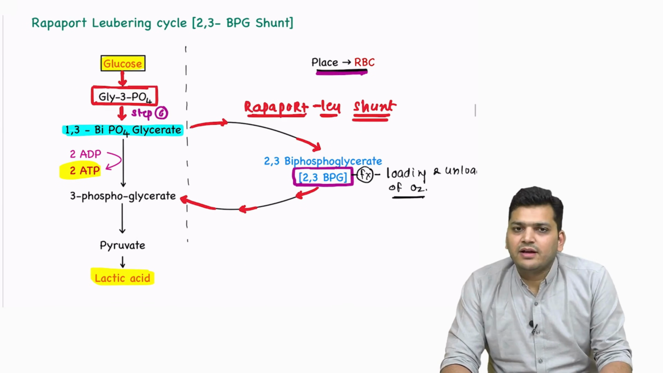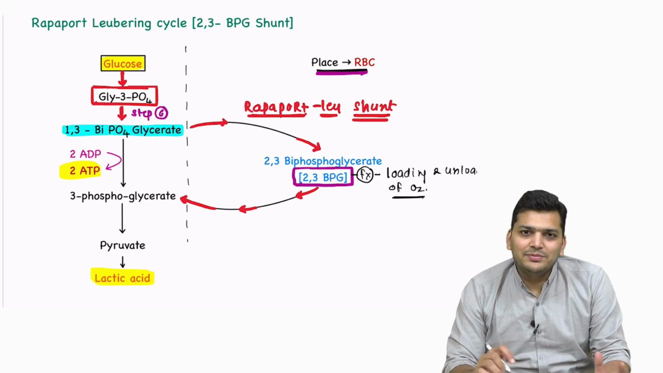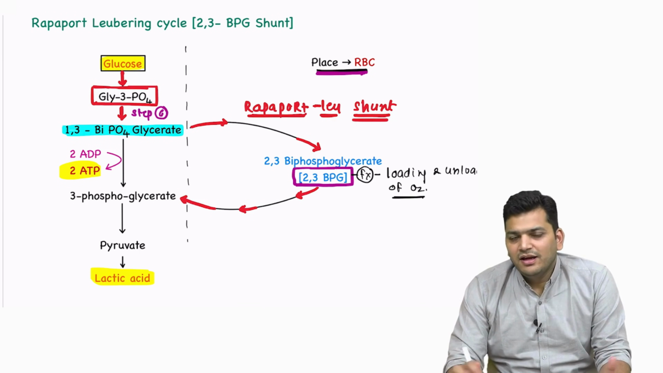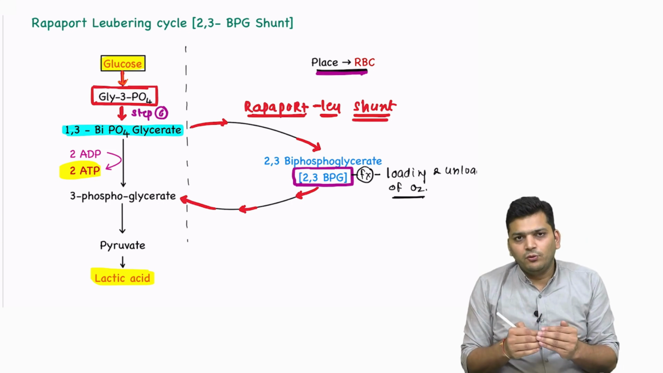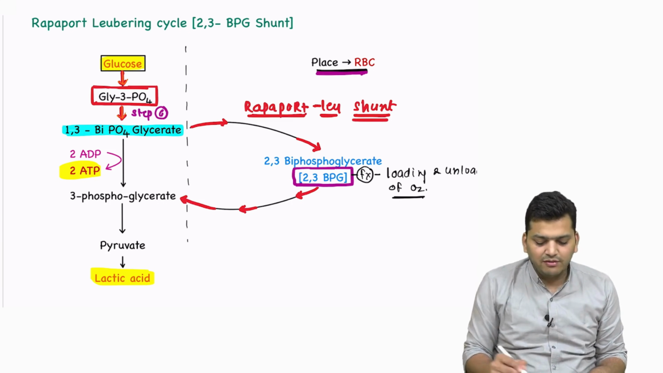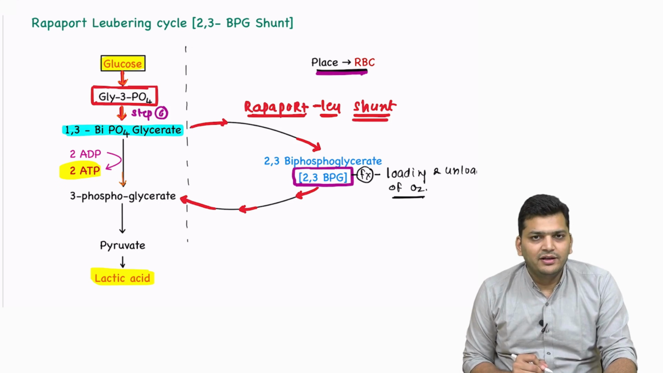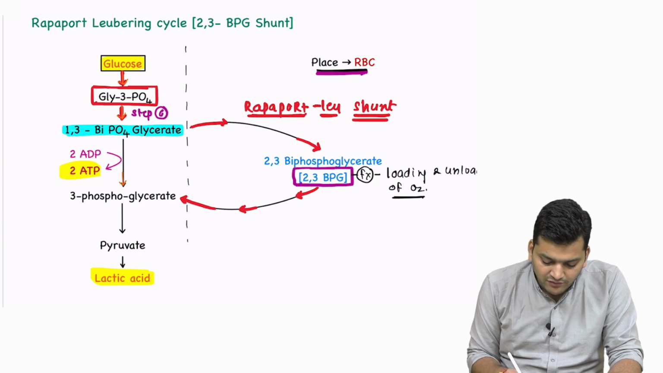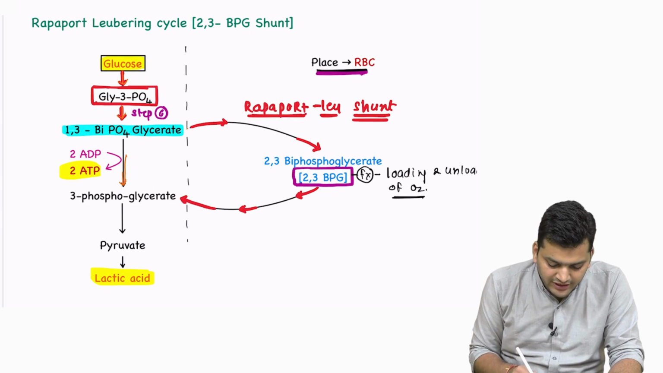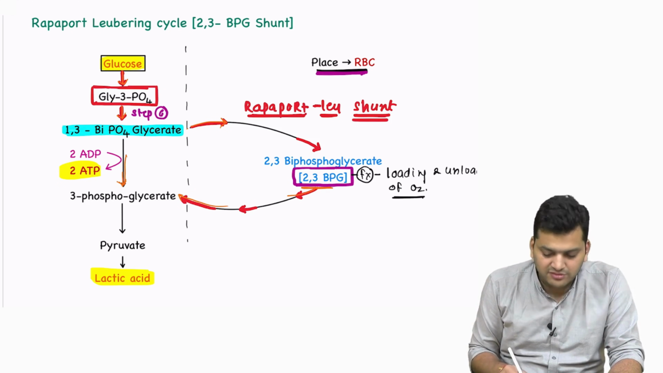There is something called the Rapoport-Luebering shunt, also called the 2,3-BPG shunt. You must have heard this in physiology. The RBC helps in the transport of oxygen. How does the RBC do the transport of the oxygen? See, normally when we do glycolysis, one of the intermediates that we generate is 1,3-bisphosphoglycerate. And that 1,3-bisphosphoglycerate converts into 3-phosphoglycerate, and during that process we generate 2 ATPs. But sometimes in the RBC, the 1,3-bisphosphoglycerate does not convert into 3-phosphoglycerate directly. First, it converts into 2,3-bisphosphoglycerate, and then it converts into 3-phosphoglycerate.